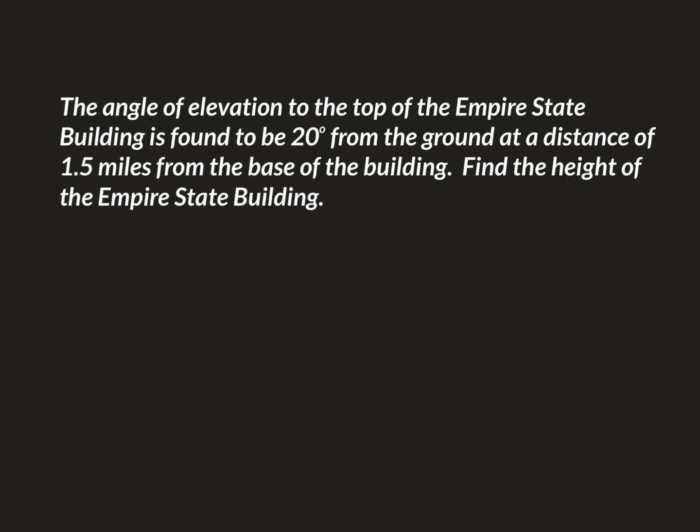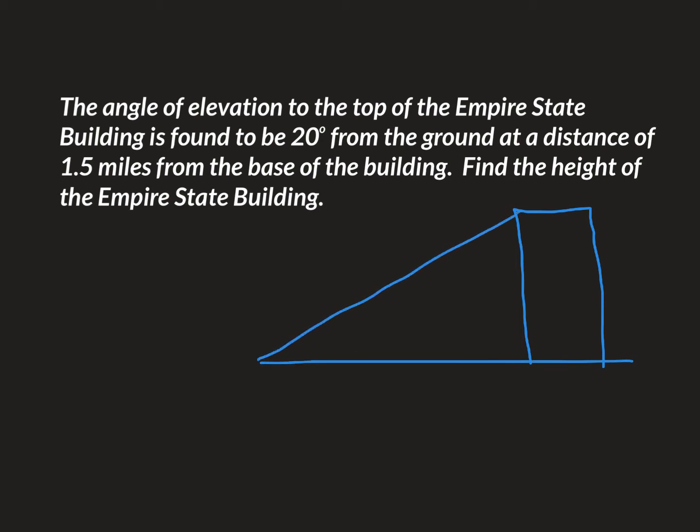All right, the angle of elevation to the top of the Empire State Building is found to be 20 degrees from the ground at a distance of 1.5 miles. That's a long way from the base of the building. So they measured the angle of the sun from there. There's the Empire State Building, can't you tell? And the angle of elevation from the ground to the top is 20 degrees. This is not as good as the last picture. And it's 1.5 miles away, which is quite a ways. He wants to know what the height is.